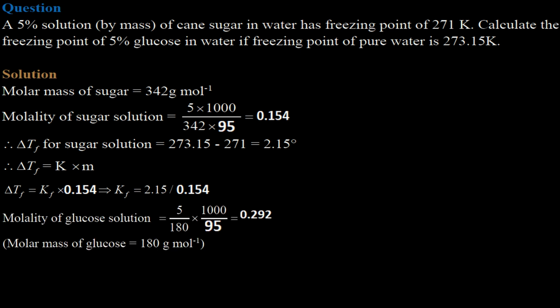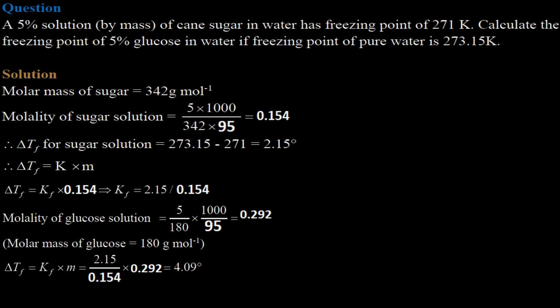Now the molality of the glucose solution, the second part. The molality of the glucose solution is the number of moles of glucose in 1 kg of the solvent. 5% means 5 grams in 100 grams of the solution. So 5 divided by the molar mass of glucose, which is 180. 100 is the mass of the solution, and in 100 grams of the solution there are 5 grams of glucose. So the mass of the solvent is 95, just like we explained earlier.